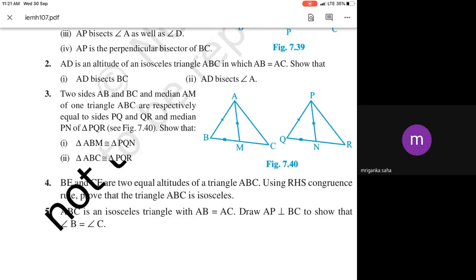मृगांका दोबारा बोलो. Let her say. Sir, when one line is drawn from the midpoint of a line to any angle of a triangle, it is known as a median. A line drawn from the midpoint of the side of the triangle to any angle.